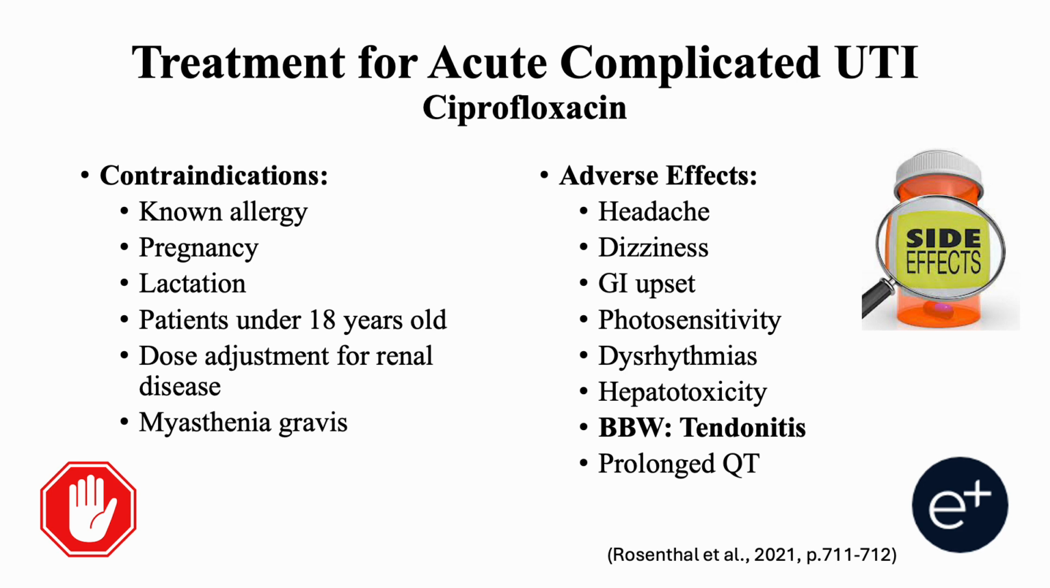Treatment for acute complicated UTIs often includes antibiotics like ciprofloxacin, as we discussed on the previous slide. So let's just assume we chose the ciprofloxacin 500 milligram twice daily orally for 5 to 7 days. Now we could discuss some contraindications and adverse effects.